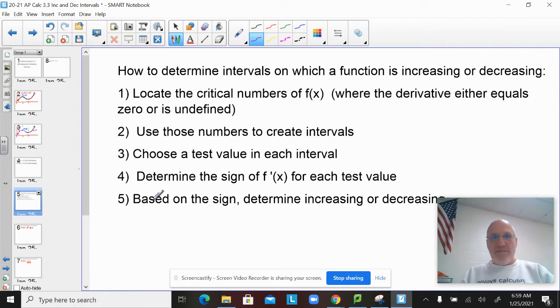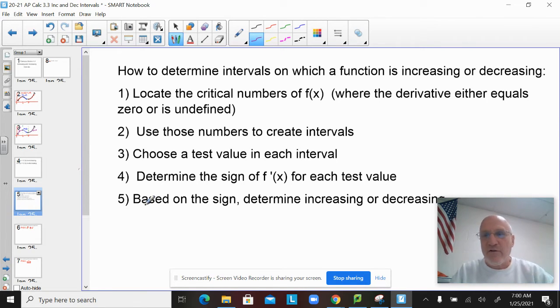Step 4 says determine the sign of f prime of x for each test value, and then based on that sign, determine whether the interval is increasing or decreasing. So we're going to make a sort of sign chart, and we'll be doing this a bunch in this chapter. This is your first exposure to it, but it'll happen a bunch.